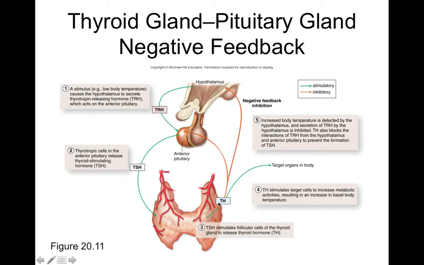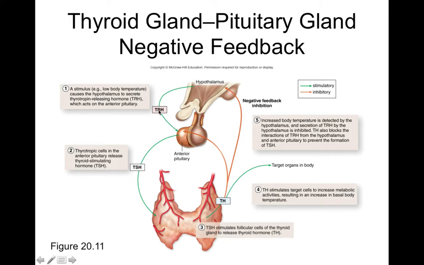Now, thyroid hormone levels are regulated by a negative feedback mechanism. And what we find here is that when thyroid hormone levels get high enough, thyroid hormone can travel back through the bloodstream to the hypothalamus and anterior pituitary, whereby thyroid hormone itself can inhibit the hypothalamus from releasing TRH and the anterior pituitary from releasing TSH. What this allows is it kind of defines an upper limit of thyroid hormone levels.